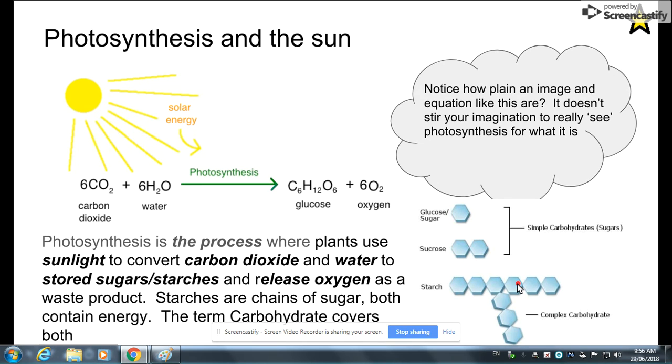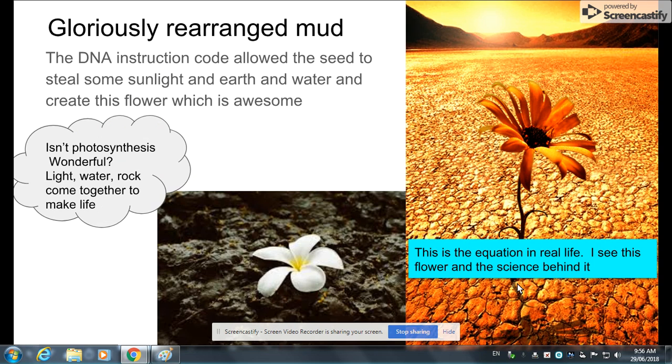Now, this doesn't seem very cool on its own, but let's really get our imagination going as to what this is. This is photosynthesis. And this is the kind of thing I want you to understand, the magic behind science. It would be cool to see this flower growing out in this plain. But from the view of a scientist's mind, you're seeing this equation in real life.